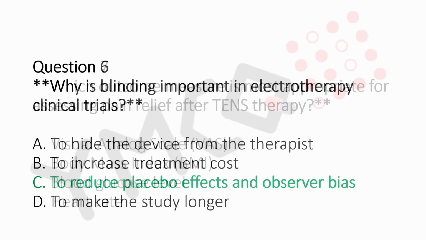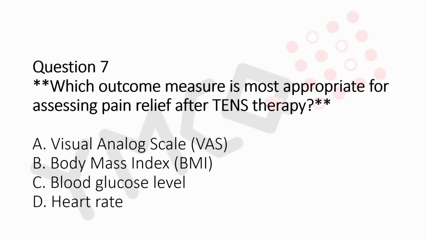Now let's move to question number 7. Which outcome measure is most appropriate for assessing pain relief after TENS therapy? Option A, visual analog scale. Option B, body mass index. Option C, blood glucose level. Option D, heart rate. And the answer is option A, visual analog scale.